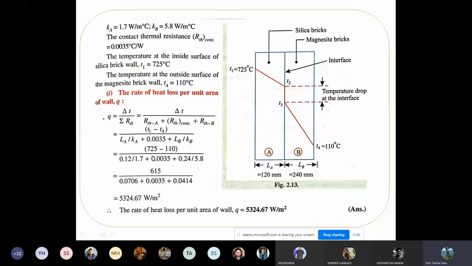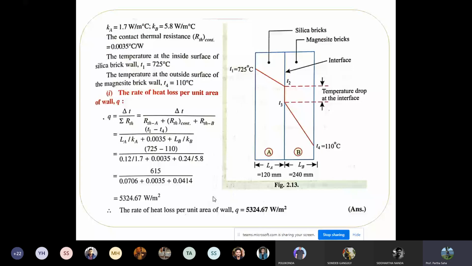Now LA, KA, LB, KB, all the parameters are given. If you put all the values, then you get this number, 5324.67 watt per meter square. So that is the rate of heat loss per unit area of the wall, which is given by 5324.67 watt per meter square. I hope it is clear now. Okay.